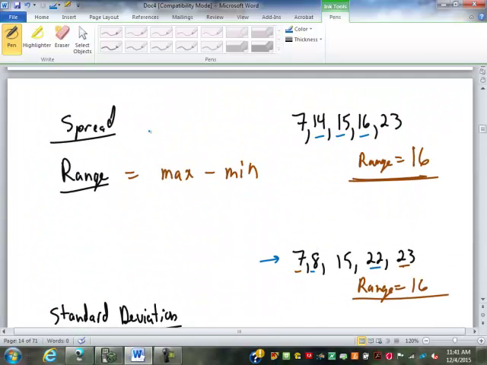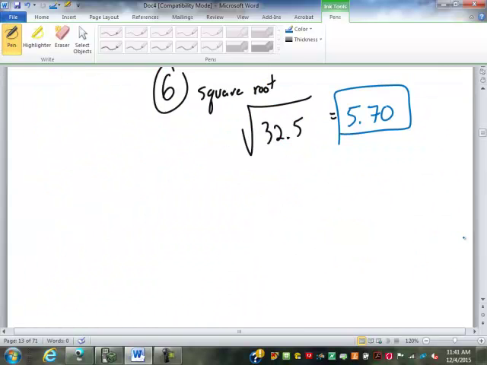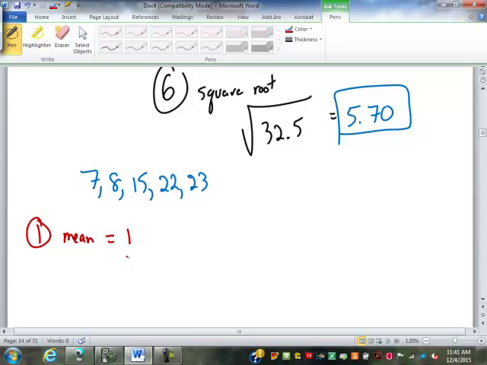Well, we said that this set should be more spread out than this one. So let's, just as a second example, let's find the standard deviation of that set of numbers. Seven, 8, 15, 22, and 23. What is step 1? Find the mean. Go ahead in your notes and calculate the mean of that for me.